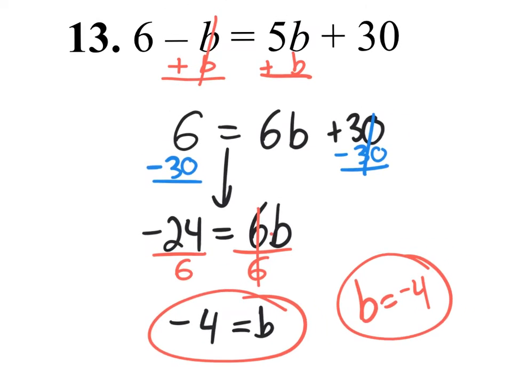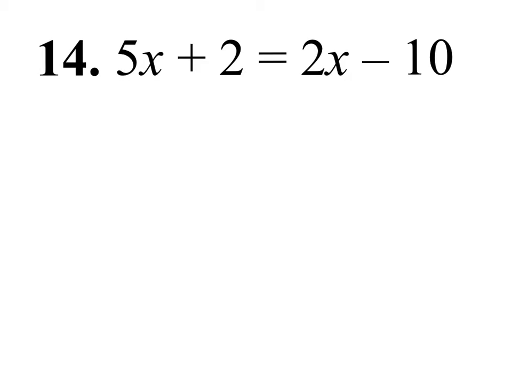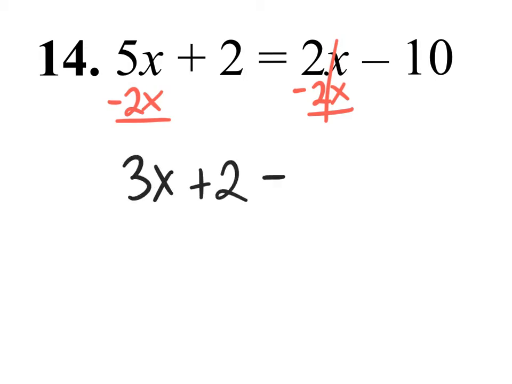Let's move on, number 14. Let's get the x by itself on one side. Of course, I have x on both sides of the equal sign. So let's get the x's on one side. This time I'm going to take the 2x and move it over to the left side. So I am going to get rid of the 2x by subtracting 2x. Of course, that cancels out. What you do to one side, you do to the other side. 5x, take away 2x, is 3x. So I have a 3x, bring down the plus 2, bring down the equal sign, bring down the minus 10.